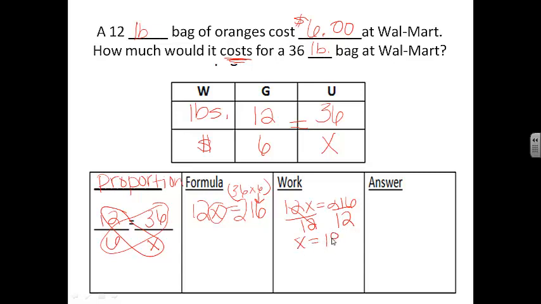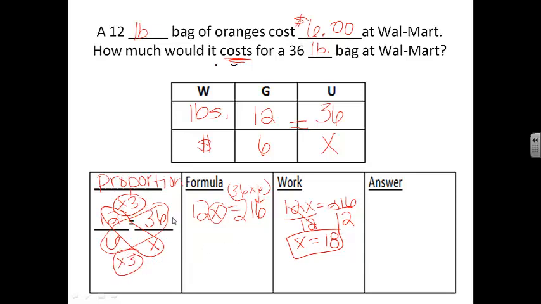But I want to show you a quicker way. Could you do scale factor? Always. If you see an easier way than doing cross multiplication, can you do scale factor? Of course. So you could do 12 times 3 equals 36. So 6 times 3 would equal what? 18. What we got here.